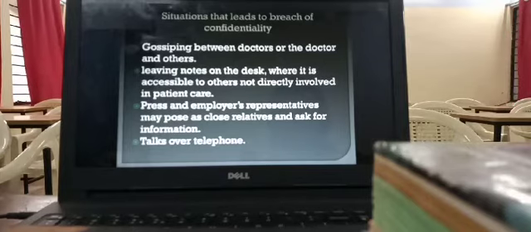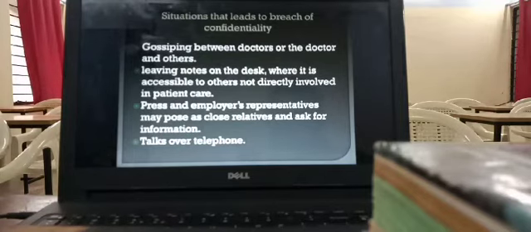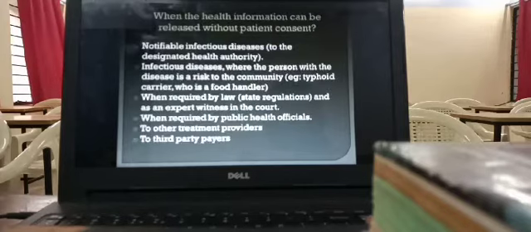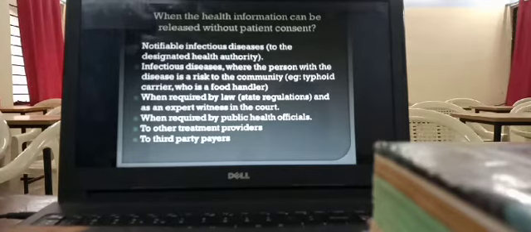And the talks over the phone are also similar to gossiping. So these are the possible situations that can lead to breach of confidentiality, and in a few cases the health information can be released without patient consent. That would include notifiable infectious diseases. It can be released to the designated health authority. Infectious diseases where the person with the disease is a risk to the community.